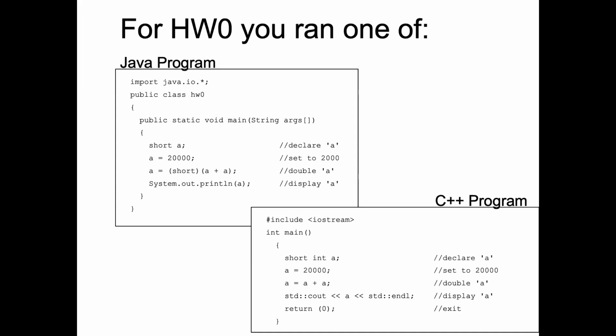You'll remember this was on your first homework. You were asked to take a look at one of these two programs, either in Java or in C, a program that makes a variable of type short, so limited capacity, much smaller capacity than an int variable, and started out with a fairly big value, 20,000, and then double that value and then see what we get.